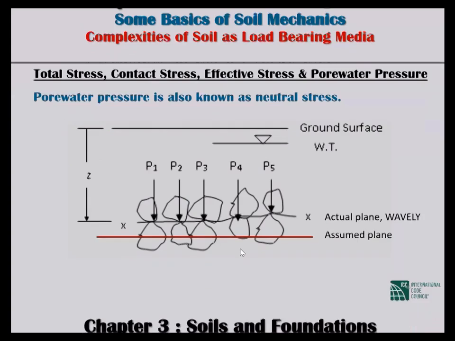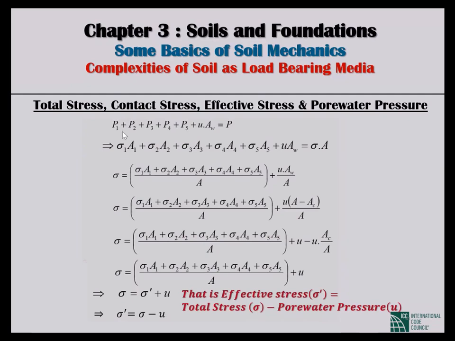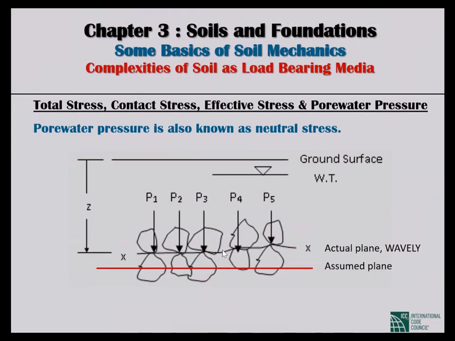Rather, what we used to do is some simple mathematics like this: P1, P2, P3, P4, this one plus U into AW. AW means the area covered by the water. This is the area covered by the particles, A1, A2, A3, A4, A5. If you compare with the total area, this area is very, very small. Could you get my point? But water has a lot of area. This area is AW, and this one A1, A2, A3, A4, and A5. All this area, whenever we add it up, we get the total area, which is A.